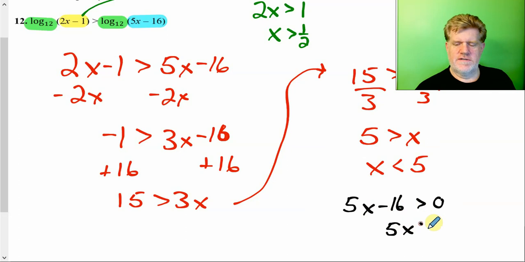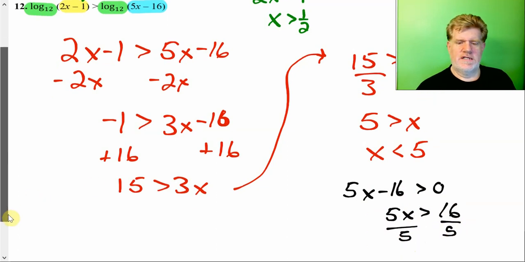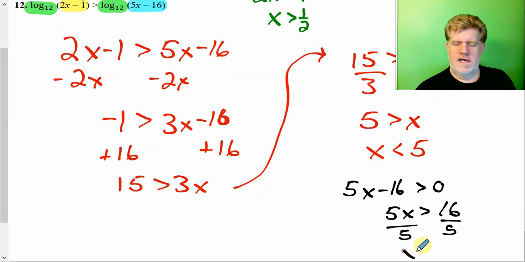So add 16 to both sides. Whoa, that's not 0. That's 16. Divide by 5. And what I get is x is greater than 16/5, which is a little bit more than 3. Okay, so about 3.2.